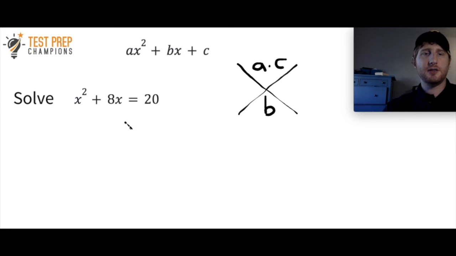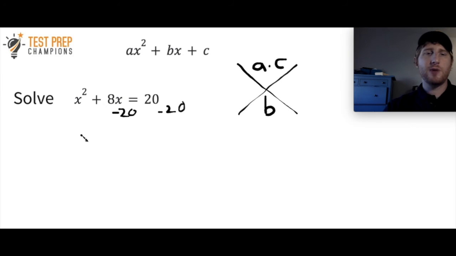Okay, so basically here, if you ever see a question like this on the GED, all you have to do is make sure that everything is set equal to 0. So right now this is set equal to 20, which is not what we want. So we're going to subtract 20 from both sides of the equation.